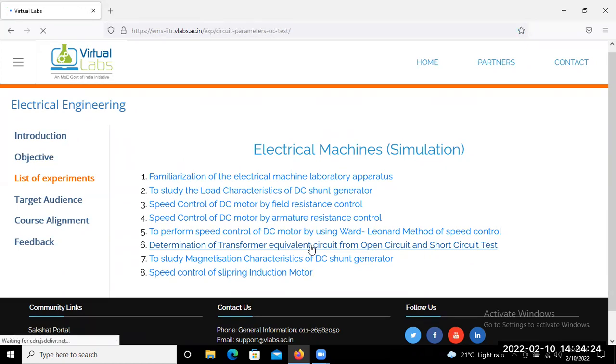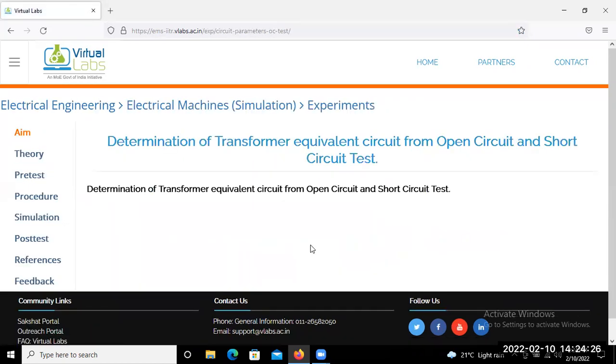So just click here. We already explained what the aim is for performing these two tests, that means the open circuit and short circuit test. So first of all, keep in your mind why we are going to perform these two tests. Then next, what is the theory and how we can find these parameters.